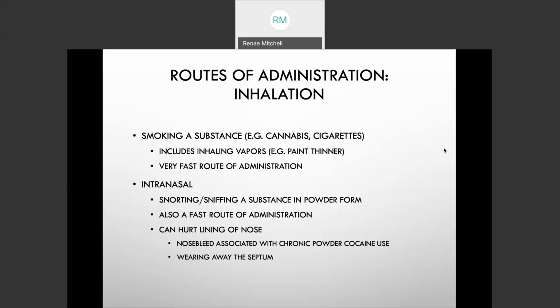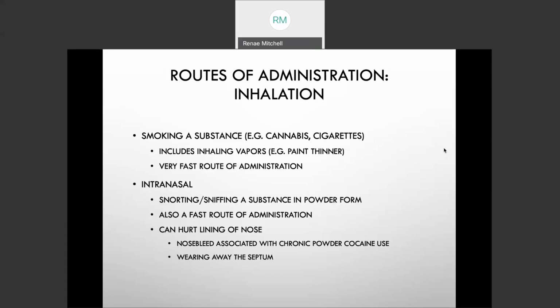Intranasally is another form of inhalation, but the absorption occurs at the point of contact with the mucous membranes of the nose. So the capillaries are within the nose itself. So this is another very fast route of administration. It's faster than smoking. And just like smoking can cause damage to lung tissue, intranasal use, or snorting or sniffing a substance, can hurt the lining of the nose. It can be an irritant.